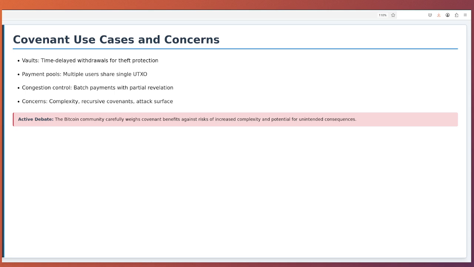Covenants make this possible by ensuring the first transaction can only send coins to the time-locked intermediate stage, and that stage can only send to your approved withdrawal address or back to the vault. Payment pools enable groups of users to share a single UTXO, reducing blockchain space usage. Covenants allow any member to exit unilaterally through a pre-defined tree of transactions, improving efficiency for coordinated multi-user wallets.